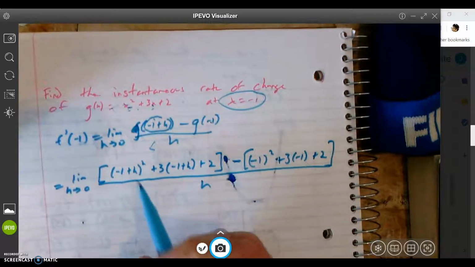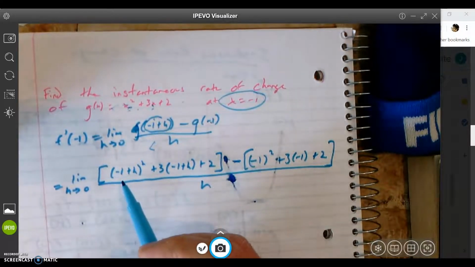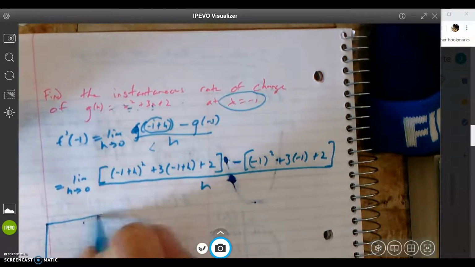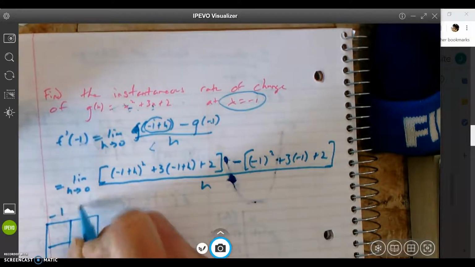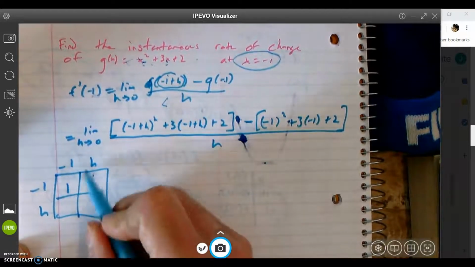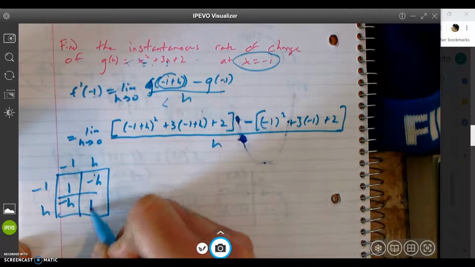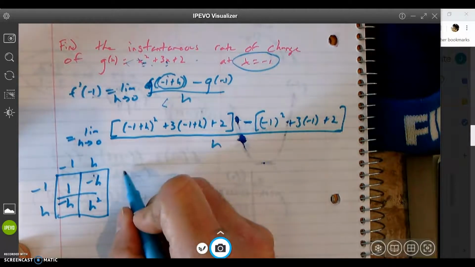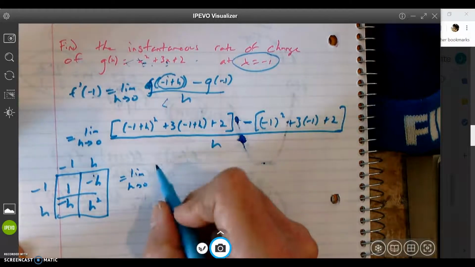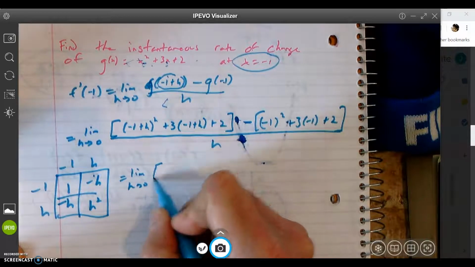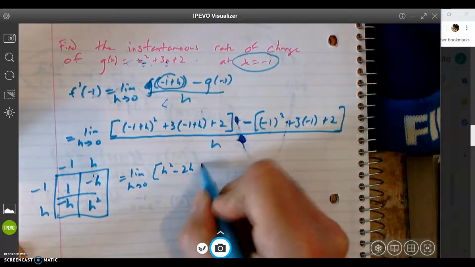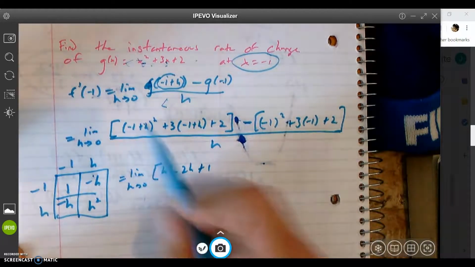All right, so next thing, what are we going to do? We're going to simplify this a little bit. So negative 1 plus h squared. I need to do the box method. Negative 1h, negative 1h. So negative 1 times negative 1 is 1. This is negative h, and h squared. So this right here is going to be the limit as h approaches 0. Take your time with this. Write it all out. So I'm going to write the whole thing. It's h squared minus 2h plus 1. So I just boxed this and I got this.